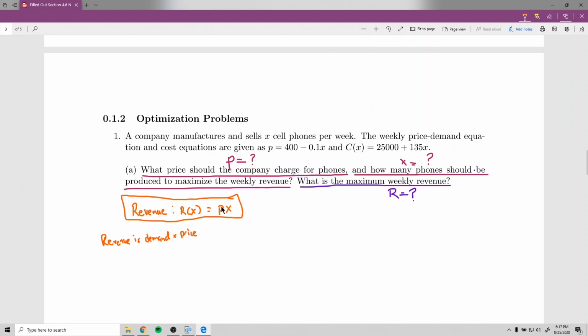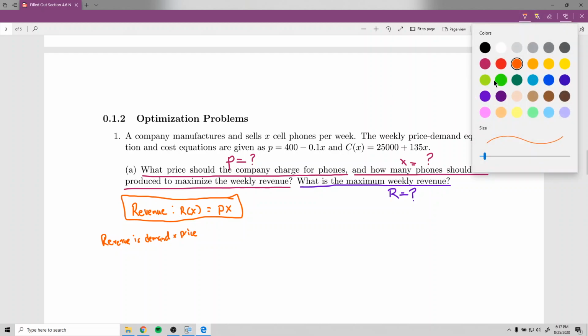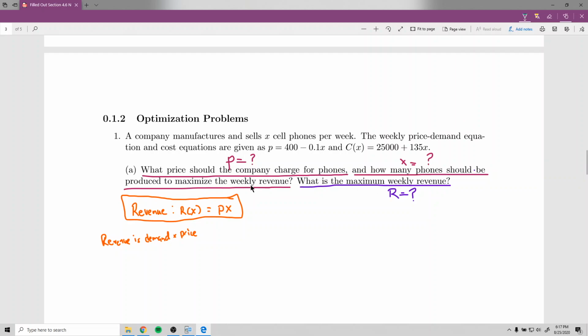Actually, I kind of wrote it backwards because it's price times demand, but P represents price, X represents the demand because that's the amount of cell phones per week. The reason why we need to point this out right away is that's what we want to maximize. Since we want to maximize the weekly revenue, we must find the critical numbers for the revenue function. Right? We don't want to find it for the price function because we don't want to maximize or minimize the price. We want to maximize the weekly revenue.